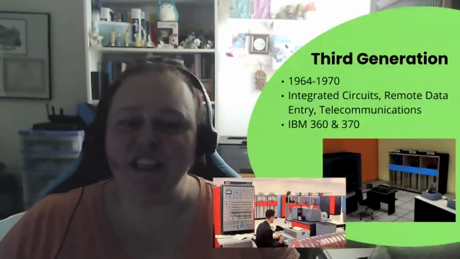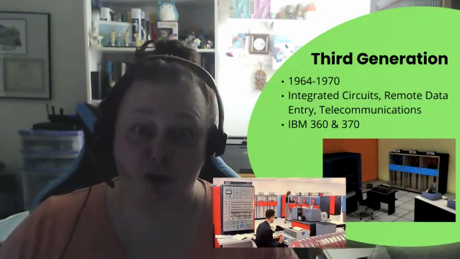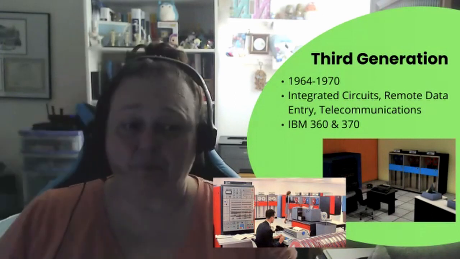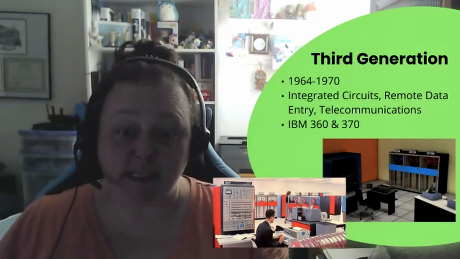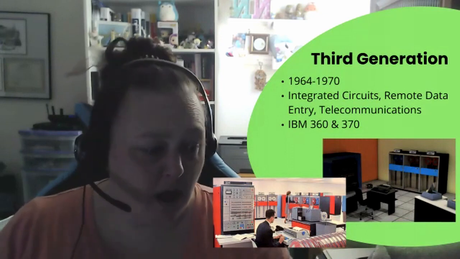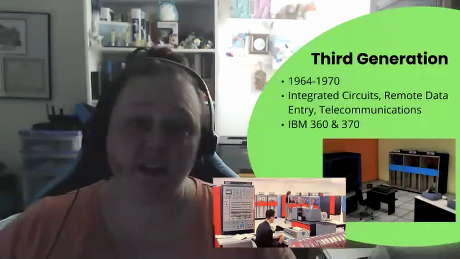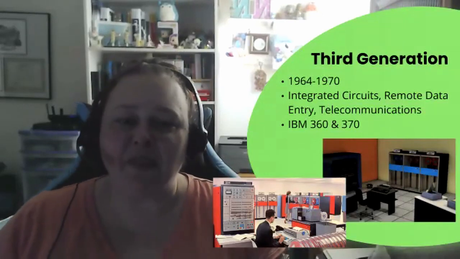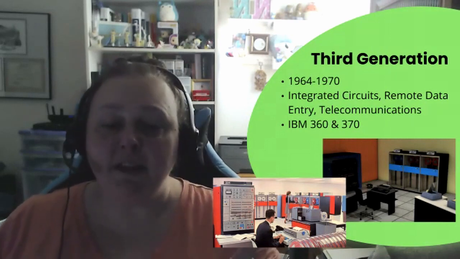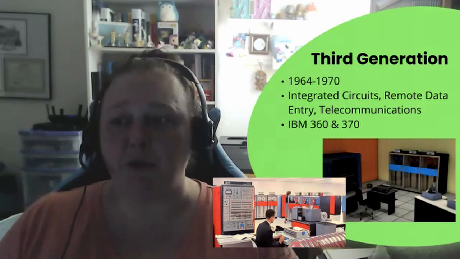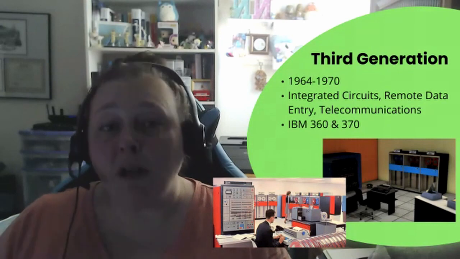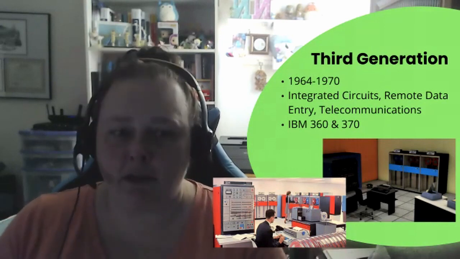Let's go ahead and click on third generation. So the third generation, this is really when things started to launch. We're talking 60s to 70s, integrated circuits, remote data entry, and telecommunications. Again, we have IBM as one of the people in the forefront of this whole industry. They came up with an IBM 360 and a 370. Again, you can see from both these pictures, not much has changed between second generation and third generation as far as physical hardware and looks. What has changed is what is on the inside, in the guts of the computer.